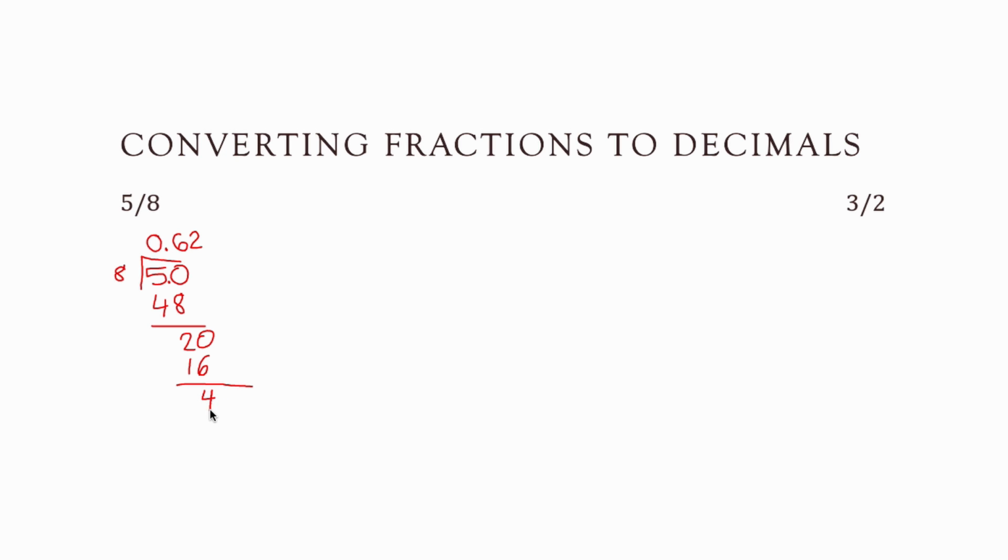And we get 4. Then we add another 0, and 8 times 5 is equal to 40. We get 40, and we are left with 0. And these are all being subtracted, by the way, just to make it clearer for you. So when we have a remainder of 0, that means our division is done and we are left with our decimal. And our decimal is 0.625.